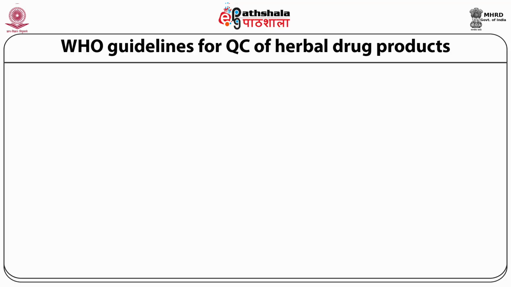So they are guidelines which are accepted all over the world, because of which they have been selected, and they have been adopted by all major countries that follow quality control of herbal drugs. The first parameter is plant material authentication.